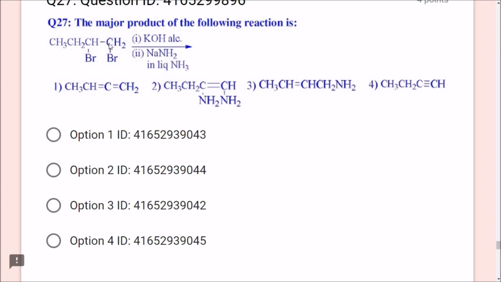Next, when we treat with sodium amide in liquid ammonia, this bromine is also going to be lost and it is going to form a triple bond. This is, yes, 1-butyne. So option number 4 is the correct option, friends.